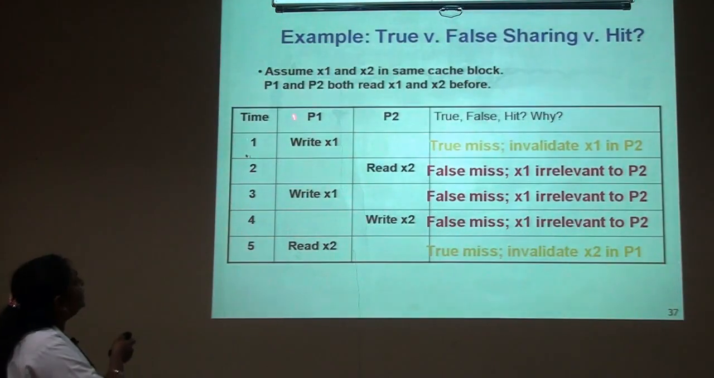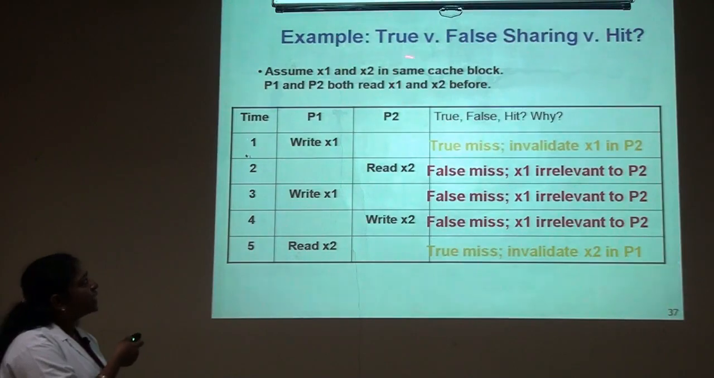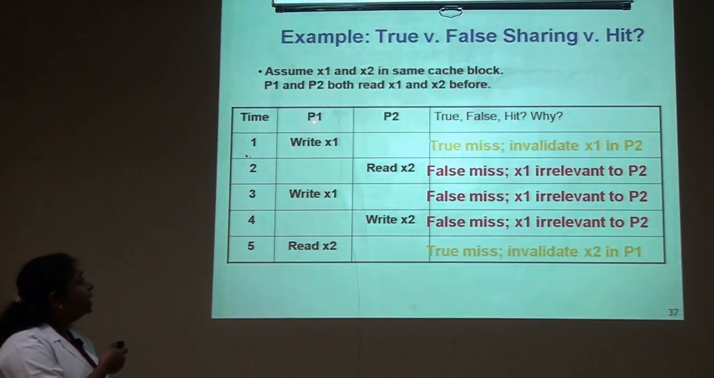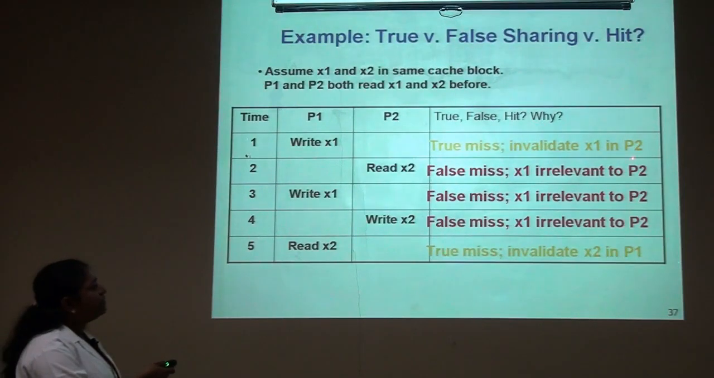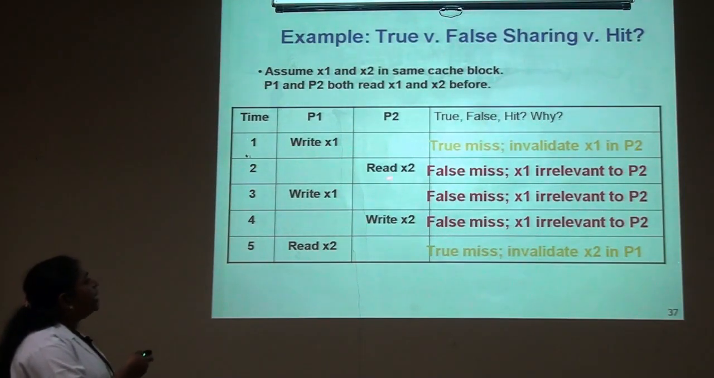This is the example. Here we have x1 and x2 in the same cache block, and processors P1 and P2 both use x1 and x2. For example, P1 writes x1, then we get a true miss because we are going to invalidate P2. P2 is invalidated. If P2 reads x1 but is not using x1, it is a false miss, because x1 is not relevant to P2.